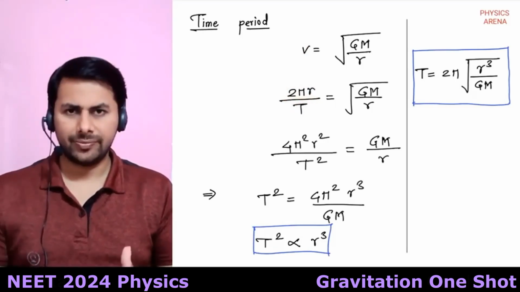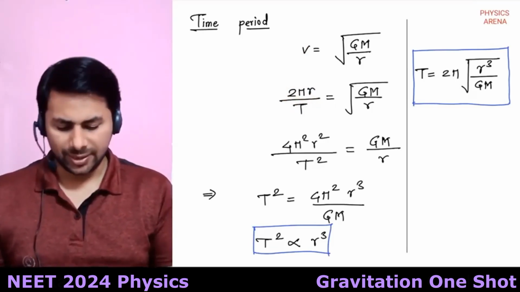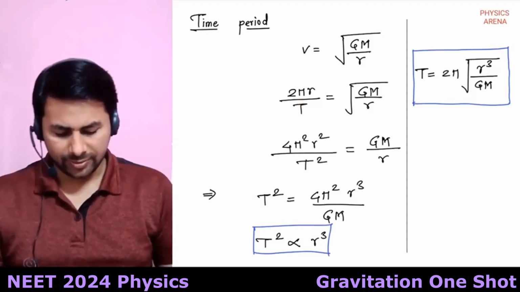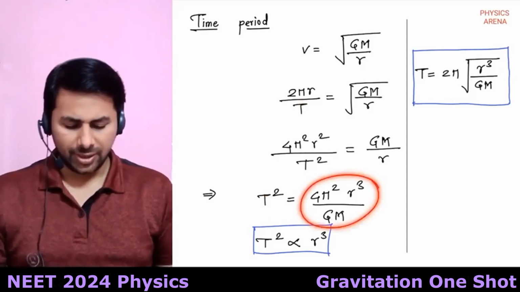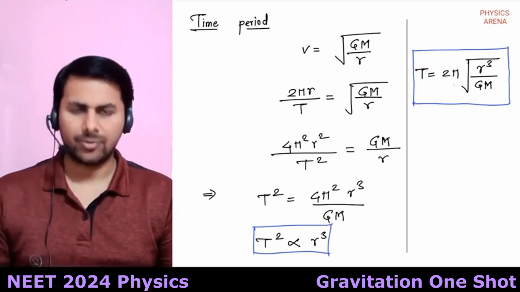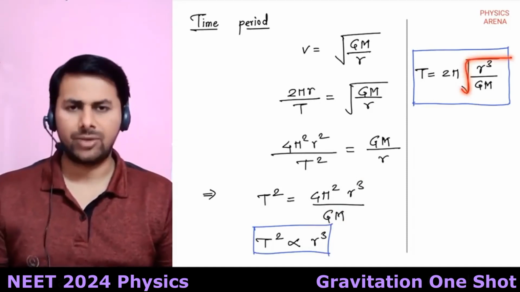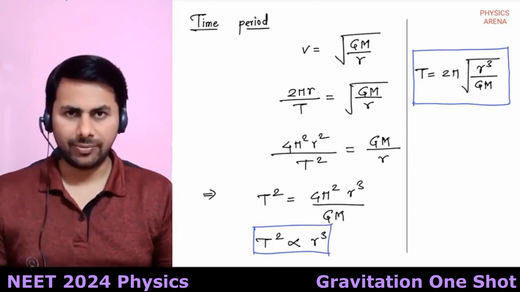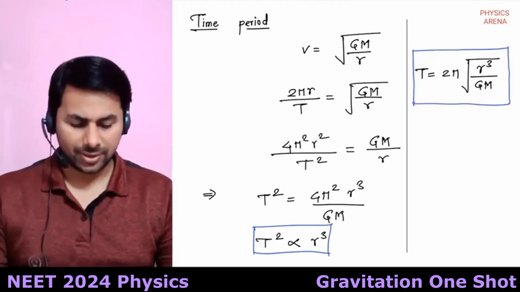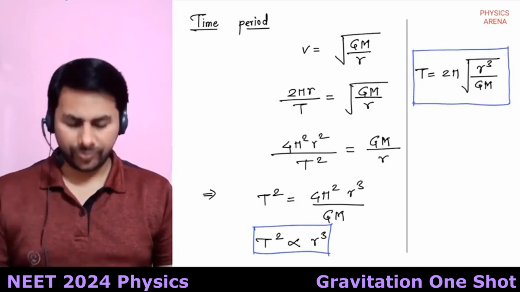Time period of the satellite is T. So substituting that, we get T squared is equal to 4 pi squared r cubed upon GM, or T equals 2 pi multiplied by square root of r cubed upon GM. This is the formula for time period of a satellite. We need to remember this formula too.